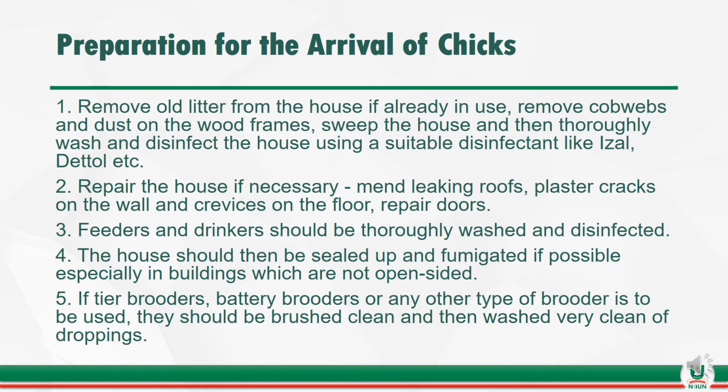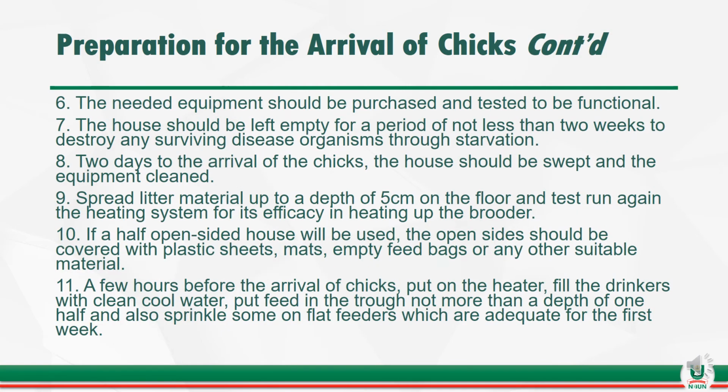Number three, feeders and drinkers should be thoroughly washed and disinfected. Number four, the house should then be sealed up and fumigated if possible, especially buildings which are not open-sided. If tier brooders, battery brooders, or any other type of brooder is to be used, it should be brushed clean and then washed very clean of droppings.